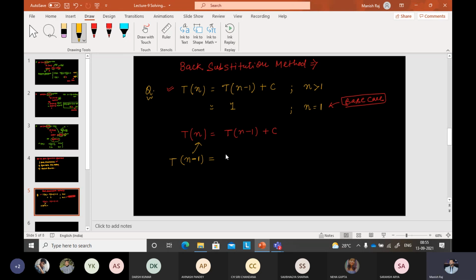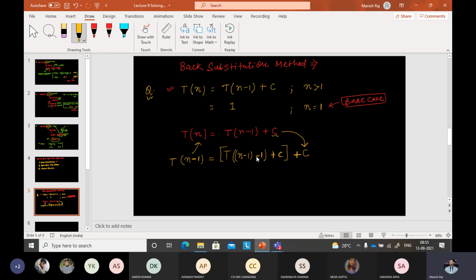Just tell me. In place of n, you will put n minus 1. So here you put n minus 1, and this is minus 1, plus some c will be there. I am putting the value of n in the whole relation, and already we have some c here. So I can write this c here, this c here, and I will put n minus 1.